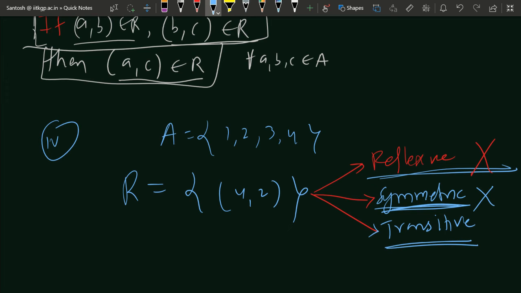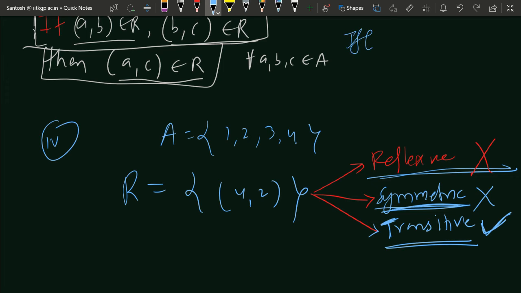No, sir. Why do you say it is not? So we need two pairs like A comma B and B comma C. But here we only have A comma B. So actually, you cannot prove it is not transitive. That's why it is transitive. So this is an exceptional case. So there is a logic behind that.